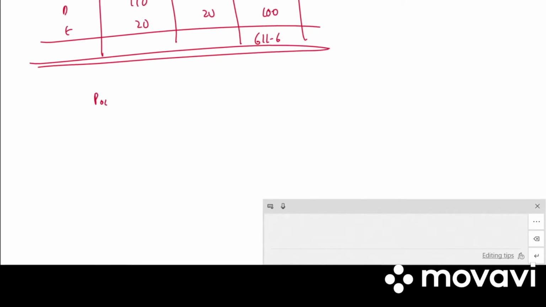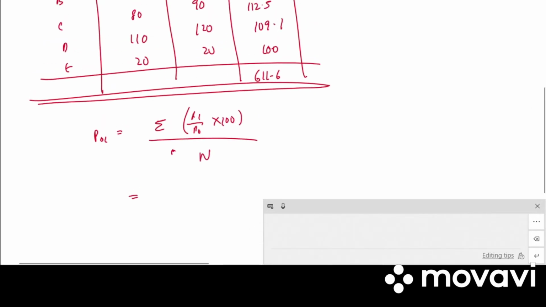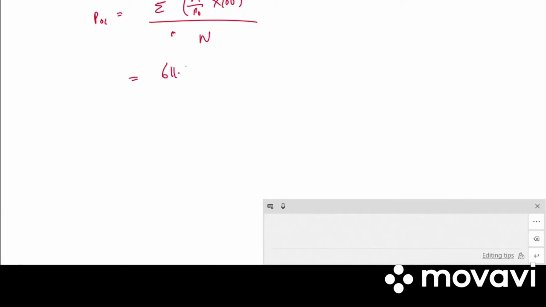So what is the formula? P01 is equal to summation P1 by P0 into 100 divided by N. So it is 611.6 divided by 5, that is 122.32. Clear?